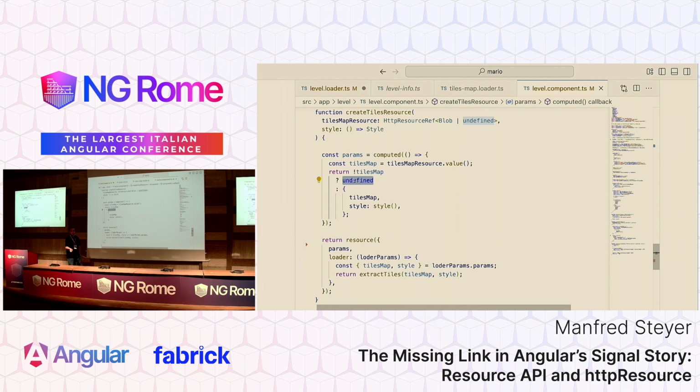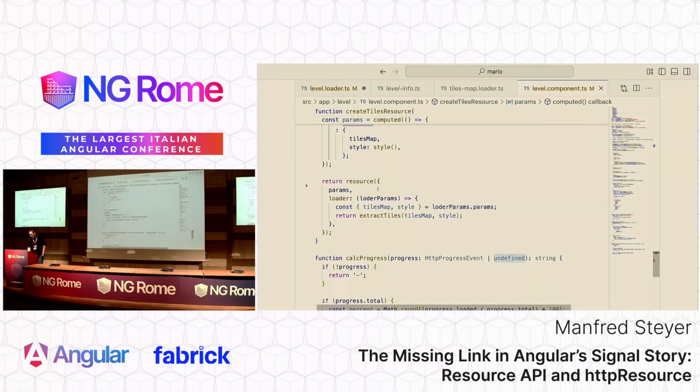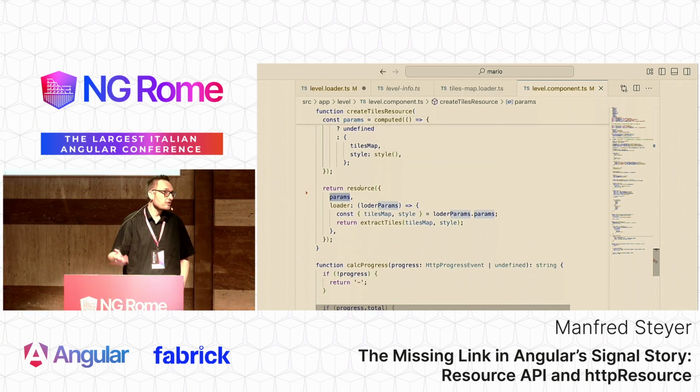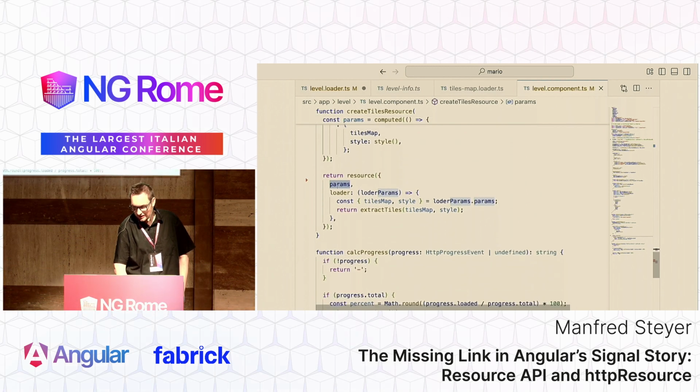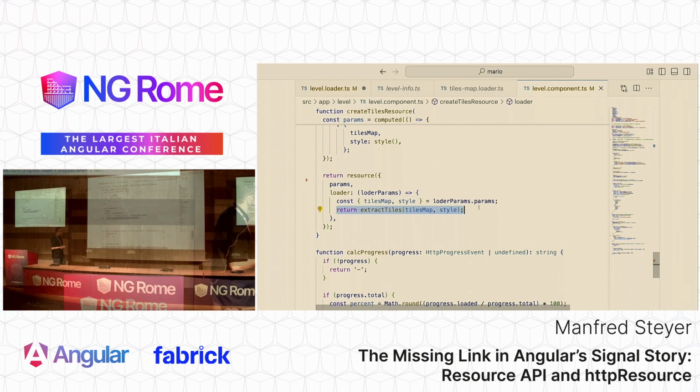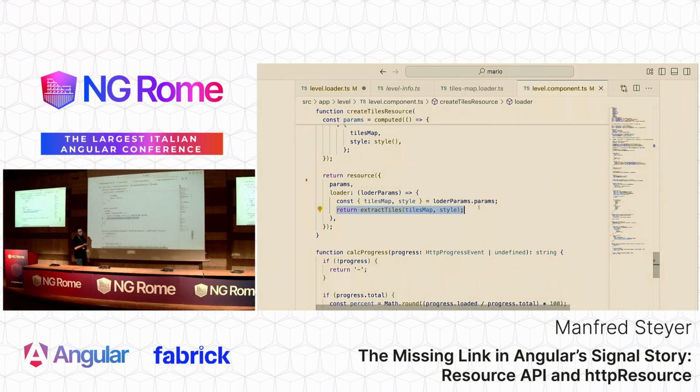So this is in general the trick here. If we don't want to do anything, just return undefined. This is my resource. My parameters is this computed signal. And when it returns something other than undefined, the loader will be triggered. And here you see the loader is just delegating to my extract tiles function. It's here a black box for us of my game engine extracting all the tiles.